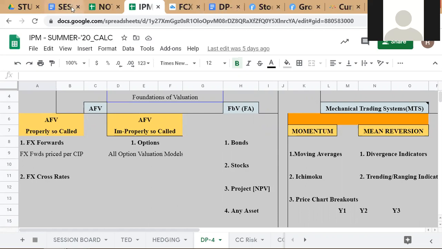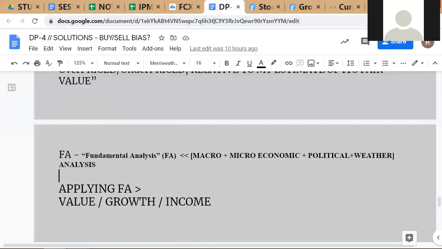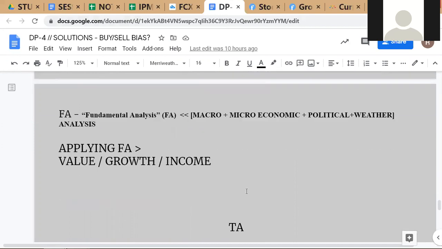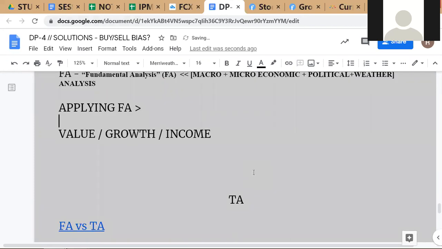Right, so how do we apply FA? Let's go back to this. I gave you some idea about FA, that in FA you are doing all kinds of macro, micro analysis, political analysis, etc. Now, as far as applying FA to equity investing is concerned, which is what you're doing right now, we will use this term called equity investing styles, or investment styles, or sometimes we call it investing styles.